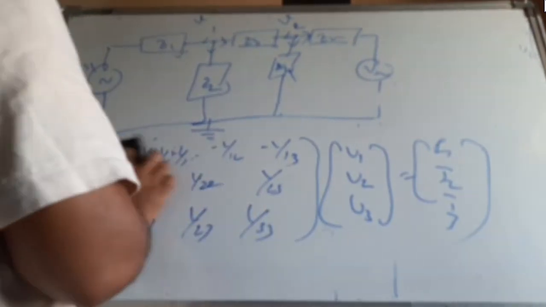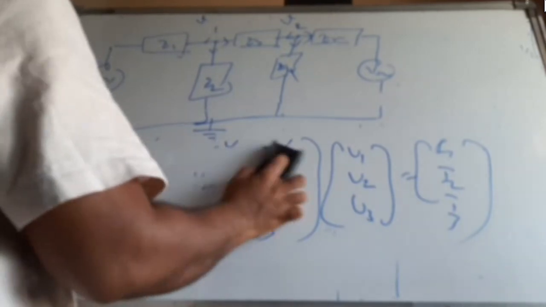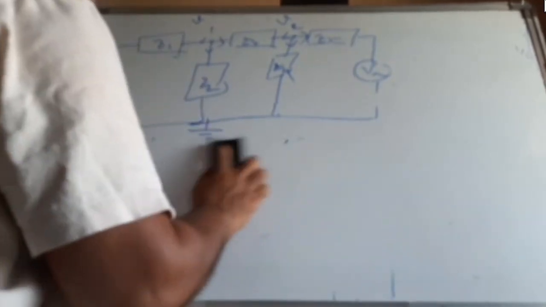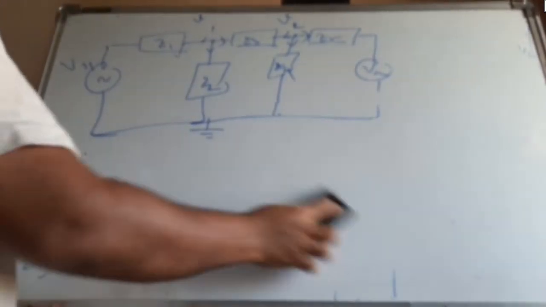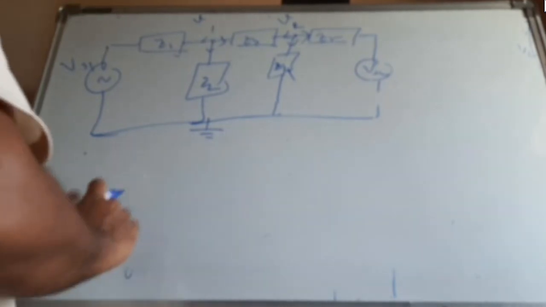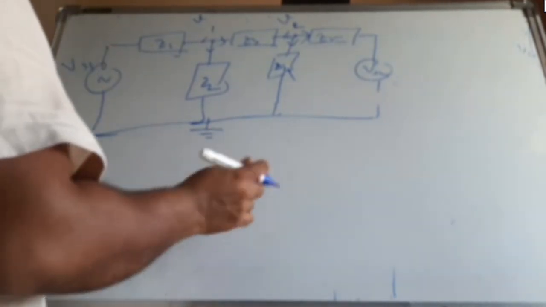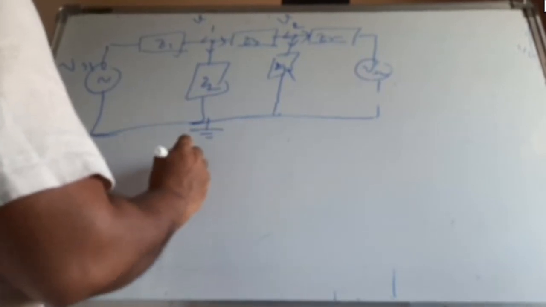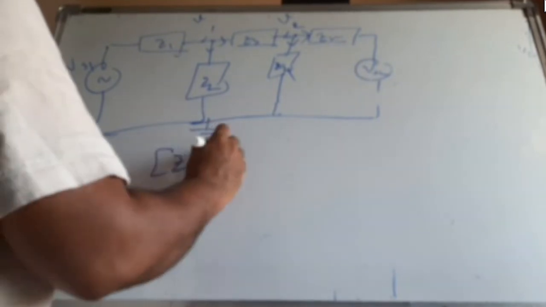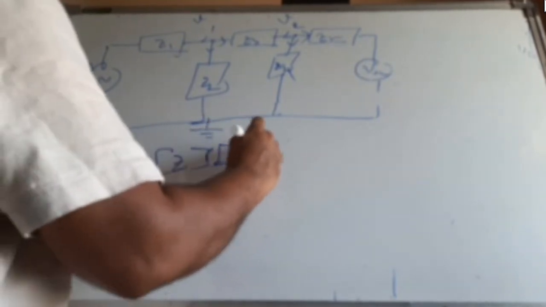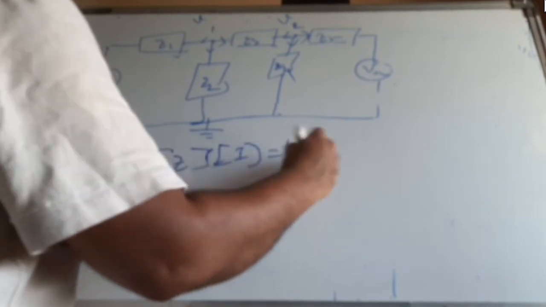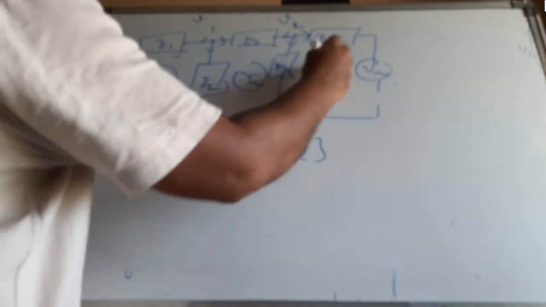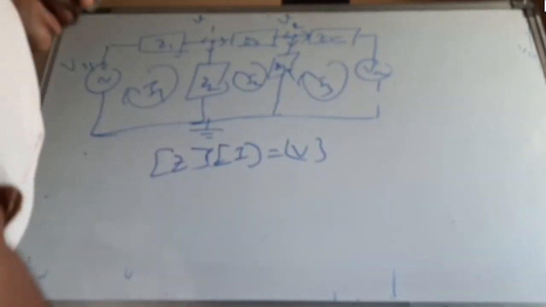Similarly, for the same concept, for the same circuit, we are going to apply mesh analysis. We have to form the mesh matrices. Here you apply the voltage law: the impedance matrix times the current matrix equals the voltage. This is I1, this is I2, this is I3, so there are three currents.